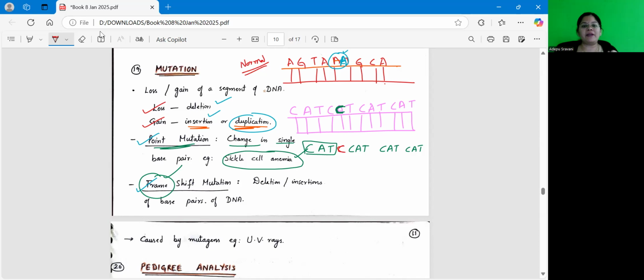So what is the reading pattern now? It will be CAT first. This CAT will remain as it is. Then it will be CCA. Then comes your TCA. Then TCA. Like this it will go. Isn't it? So what has happened? The reading frame is changed.